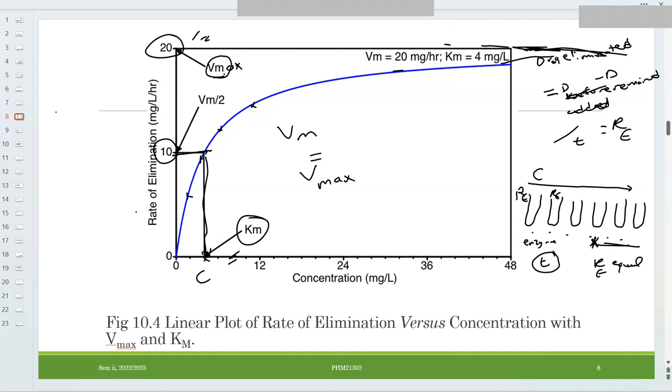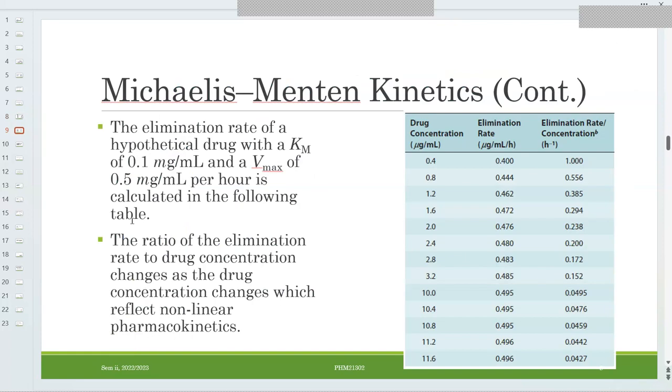Or you give different doses to an individual, and then you calculate the rate of elimination and the concentration of drug with each rate of elimination, and then you plot and do the same procedure. Okay, so let's see here an example of Michaelis-Menten kinetics.